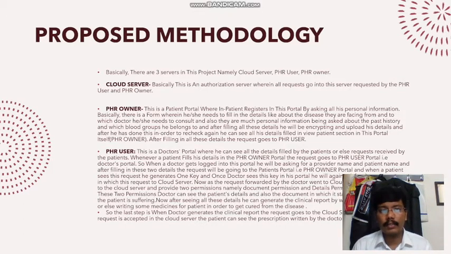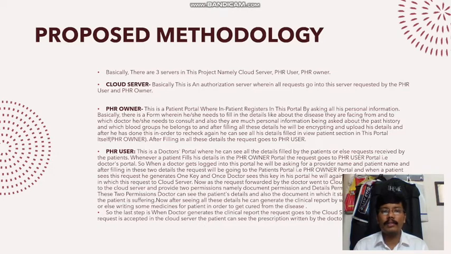And coming to the PHR owner, this is a patient portal wherein the patient registers by giving all his personal information. Basically, there is a form wherein he or she needs to fill in all the details about the disease they are suffering from, which doctor he or she needs to consult, and also personal information such as past history and which blood group he or she belongs to. After filling all these details, he'll be encrypting and uploading all his details. After that, he can check again by going into the view patient section in this portal. And after filling all these details, the request goes to the PHR user, which is the doctor's portal.